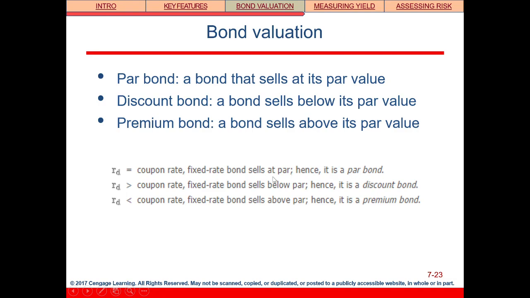Remember, what does par mean? Par is the face value, right? So in this case, PV will be equal to FV, equal to $1,000, if the market interest rate is exactly the same as the coupon interest rate. So that means you pay the face value to get this bond.